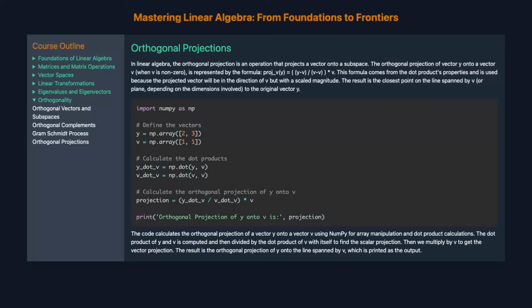The result is the closest point on the line spanned by v, or plane depending on the dimensions involved, to the original vector y. The code calculates the orthogonal projection of a vector y onto a vector v using NumPy for array manipulation and dot product calculations. The dot product of y and v is computed and then divided by the dot product of v with itself to find the scalar projection. Then we multiply by v to get the vector projection. The result is the orthogonal projection of y onto the line spanned by v, which is printed as the output.